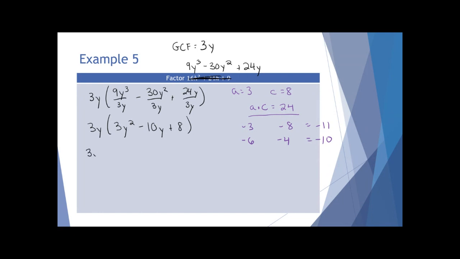I'm going to have my 3y in front, and I'm going to turn this to brackets. Then I have my 3y squared minus 6y plus minus 4y plus 8. So I have to make sure I have that plus between because of those negatives. And then I'm going to group those together.